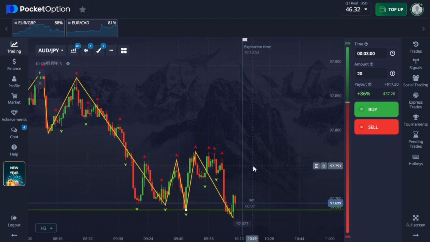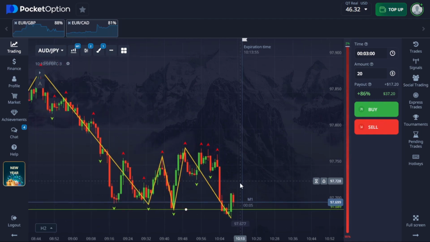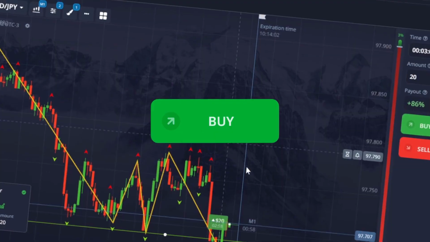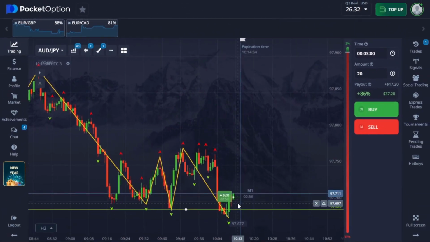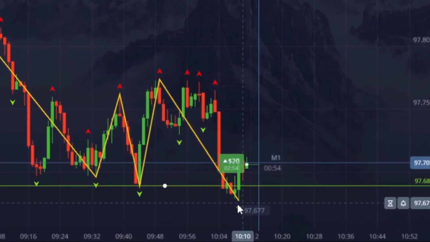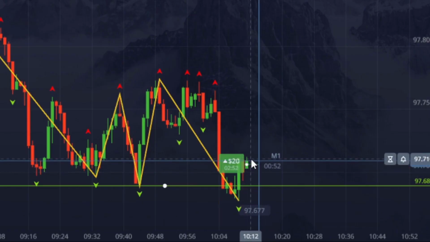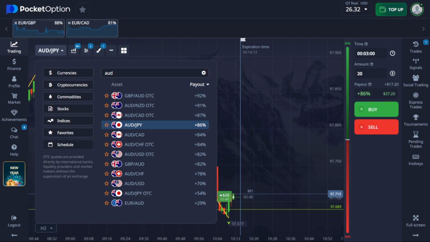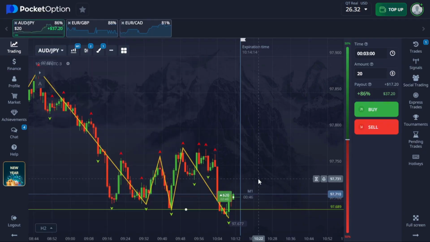Alright, watch closely, right there, and click on the buy button at this moment. I was slightly delayed, but when the fractal marks, it signals a good entry. It's a 3 minute trade, remember that. And when we see how it plays out, I'll add this to the favorites.